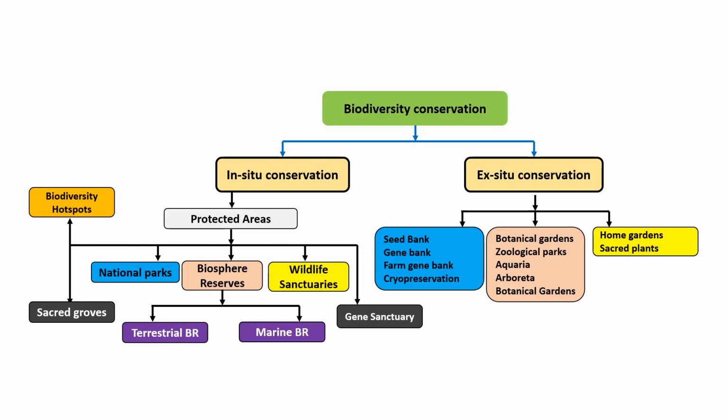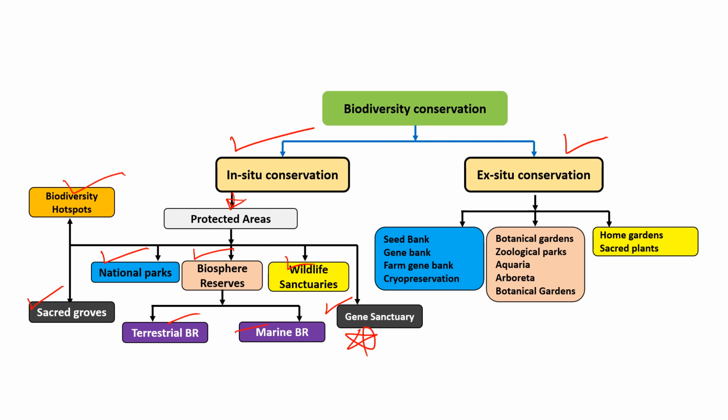First of all we will see the total classification of biodiversity conservation. Here you can see there are two broad categories: in situ and ex situ. The in situ conservation is classified into several protected areas. These protected areas include the biodiversity hotspot, sacred groves, national park, biosphere reserve that may be terrestrial or marine, wildlife sanctuary and gene sanctuary. Important, remember this: gene sanctuary is an in situ conservation method.